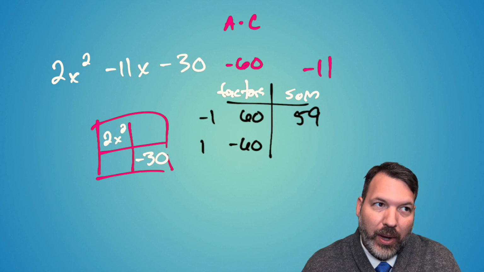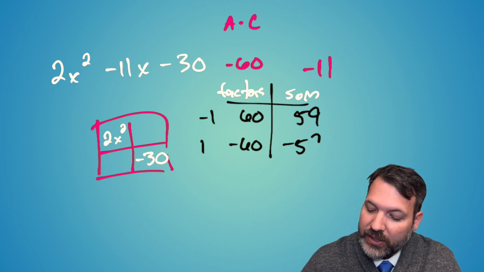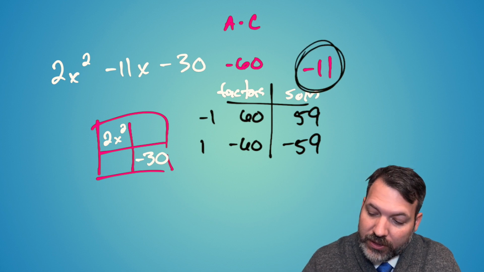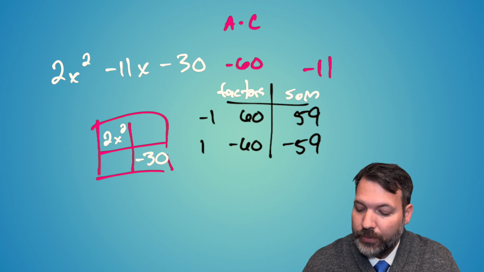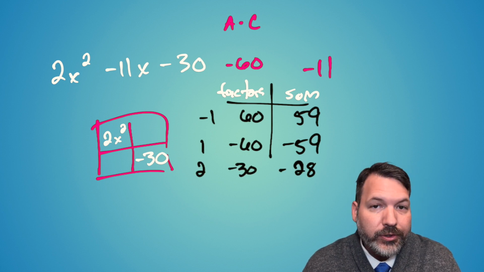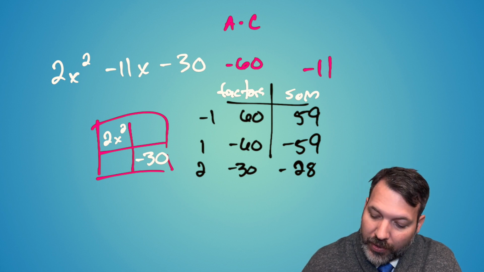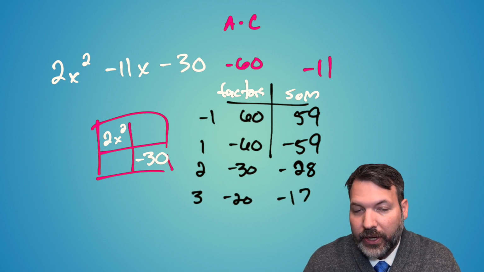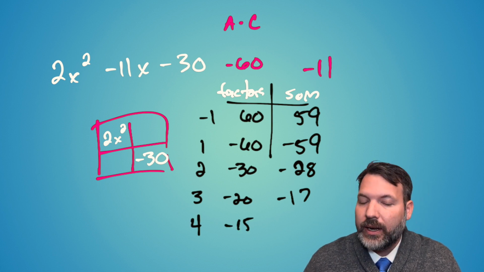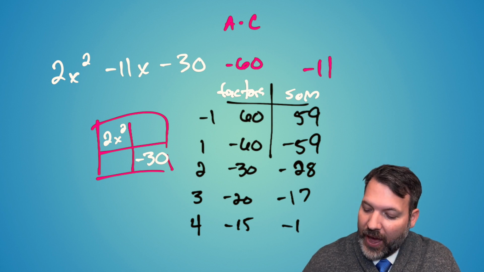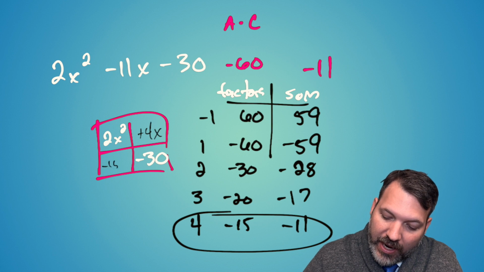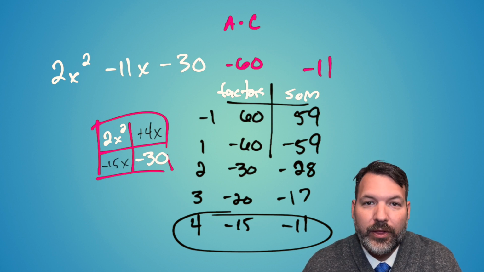I want factors like positive 1 and negative 60, because at least the sum in that case has the right sign. Now, of course, it's much too large. We wanted the sum to be negative 11, so we're going to keep going. Could it be 2 and negative 30? Well, that sum is negative 28. Closer to what we want, but still too large. Could it be 3 and negative 20? Again, we're getting way closer, negative 17, but we need to keep going. Could it be 4 and negative 15? Yes, that has a sum of negative 11, and so it is a positive 4x and a negative 15x that are going to fill in these other two boxes.